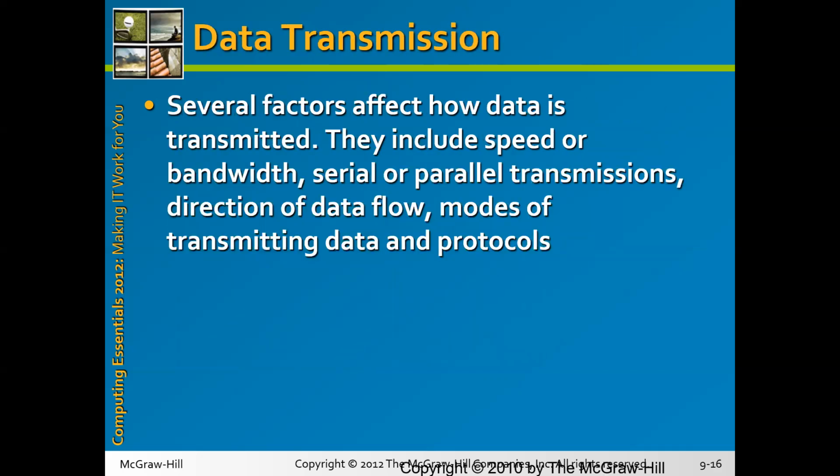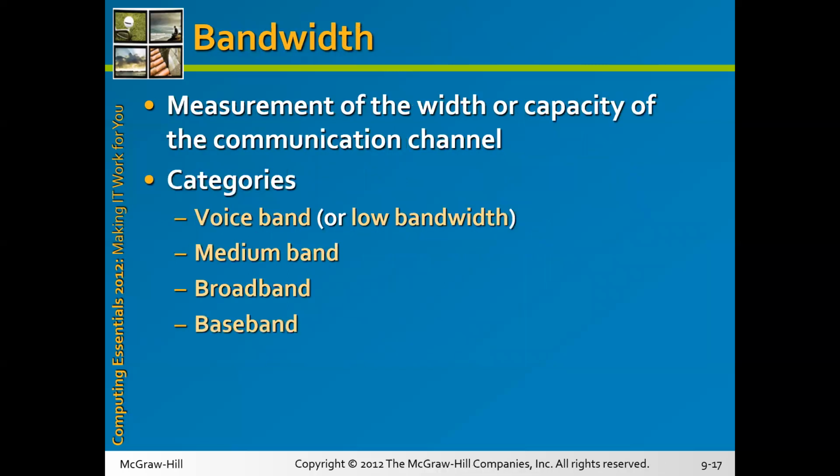Data transmission. Data transmission is the transfer of data from one digital device to another. This transfer occurs via point-to-point data streams or channels. Several factors affect how data is transmitted. They include speed or bandwidth, serial or parallel transmissions, direction of data flow, and modes of transmitting data and protocols. Let's have a look at these factors more broadly in the next few slides.